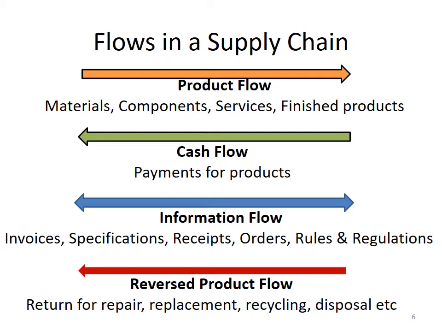Apart from these two, there's another flow we call the information flow. The information flow will happen in both directions, from the supplier side to the customer side, as well as from the customer end to the supplier end. For example, information about the products will flow from the supplier side to the customer side. Information about customer needs and wants, and their level of satisfaction, will flow from the customer side to the supplier side.